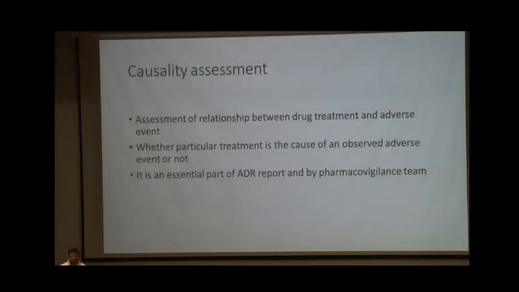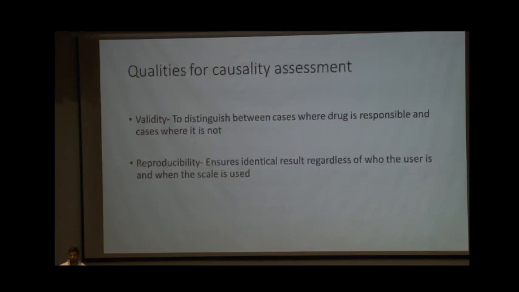To assess whether a drug has caused the adverse drug reaction, we do a causality assessment. It is the relationship between drug treatment and adverse event development, whether a particular treatment is the cause. It is also an essential part of reporting in the hospital and guiding assessment by the pharmacovigilance team. So what are the qualities of a causality assessment method?